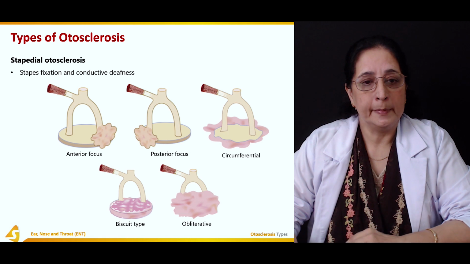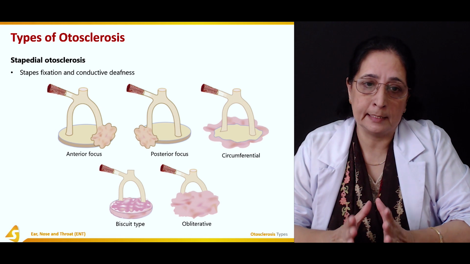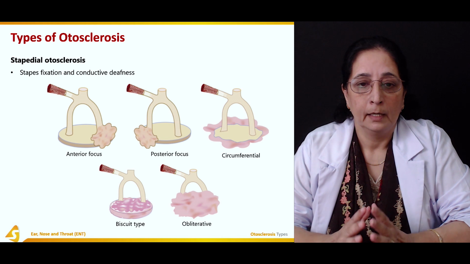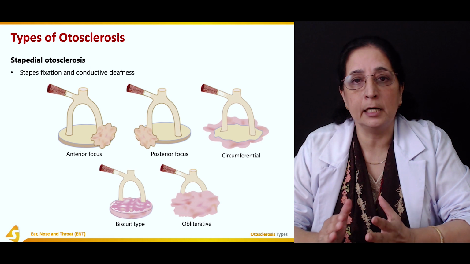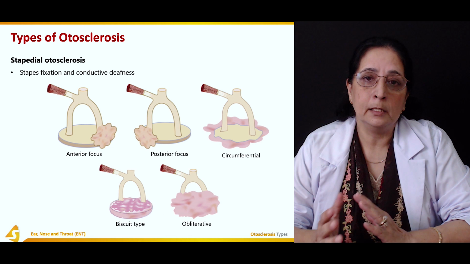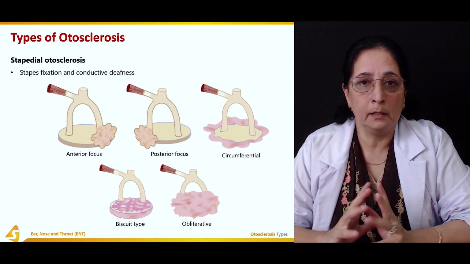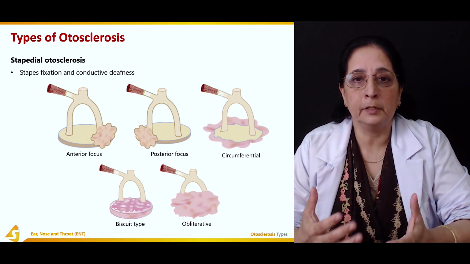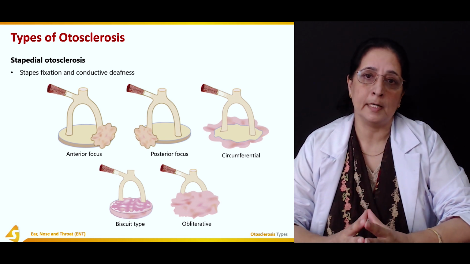First is the stapedial otosclerosis. In this, what happens is there is a fixation of the ossicle, the stapes, and this leads to conductive deafness. We have 2 types of deafness. One is conductive, in which the conduction of the sound waves is blocked, and the other one is sensory neural hearing loss, in which the auditory nerve is involved and the further communication to the brain and the auditory center is affected.